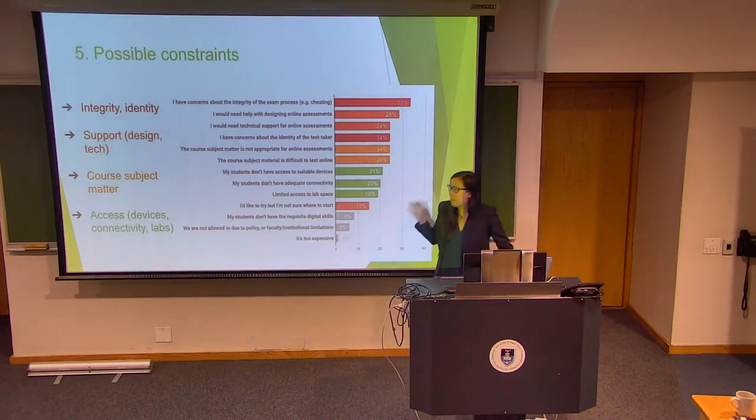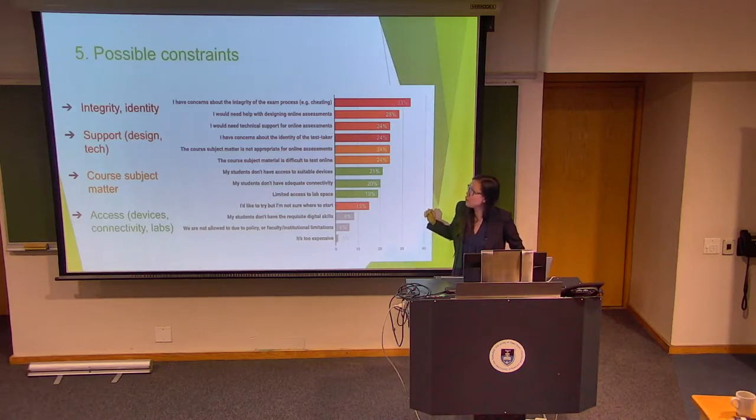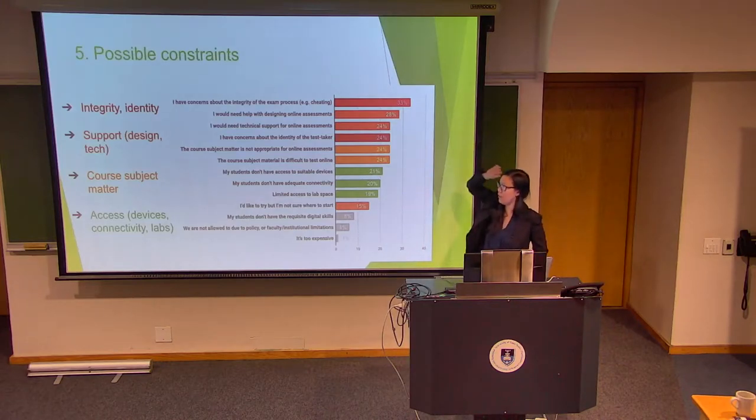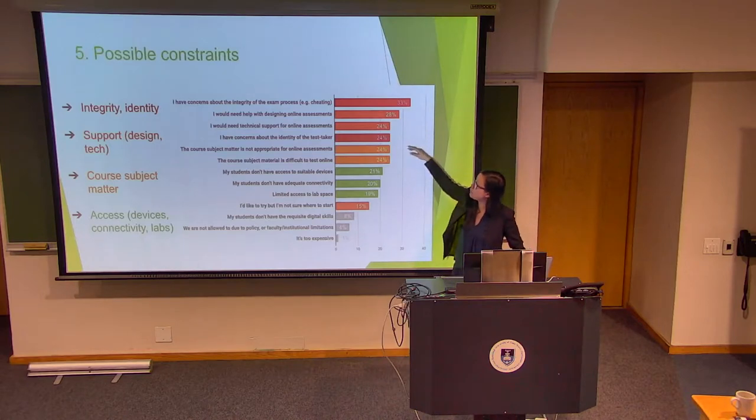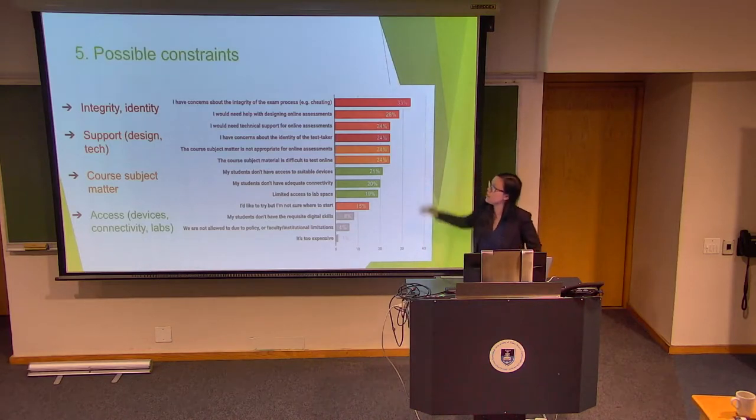And then back to the survey, we also asked academics what types of constraints they see as the main issues. So on the top we have issues of integrity and identity. Again, the exam, the summative assessment, is really high stakes, and so the red indicators are essentially those types of questions.